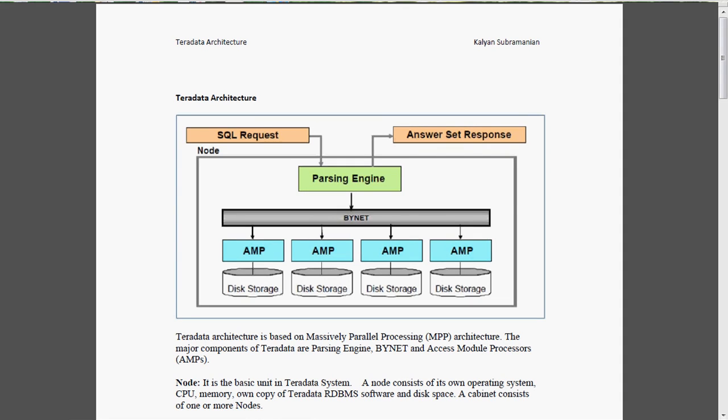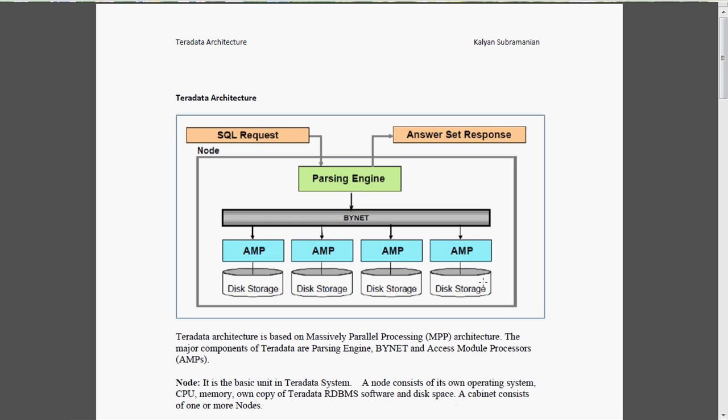Hi, today we are going to see one more topic from Teradata, that is Teradata architecture. Here we are going to see just an introduction to Teradata architecture, and this is the picture of the Teradata architecture. Teradata architecture is based on massively parallel processing architecture, that is MPP. The major components of Teradata are the parsing engine, the BYNET, and the AMP.